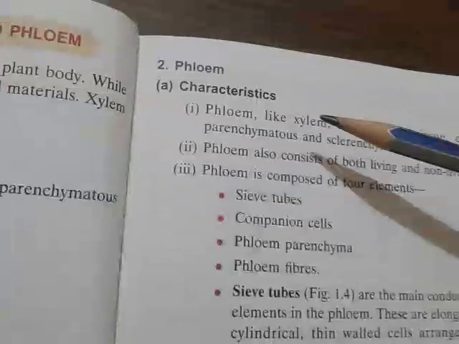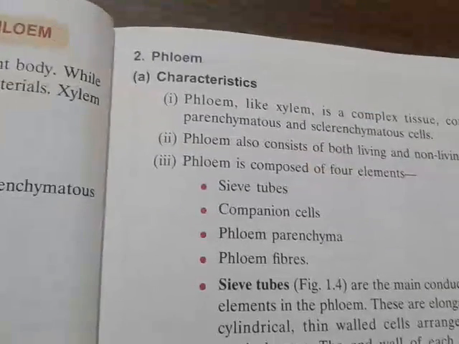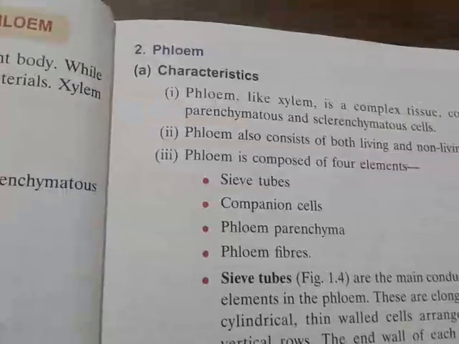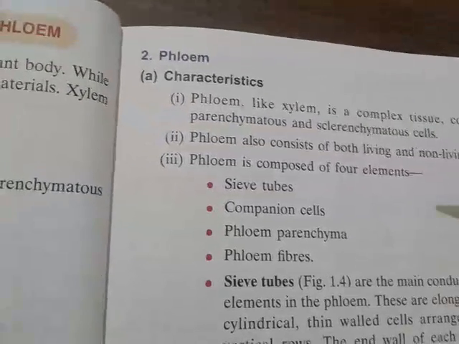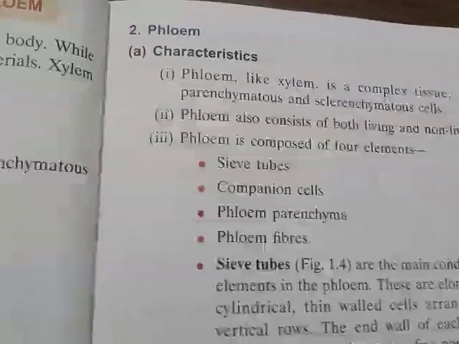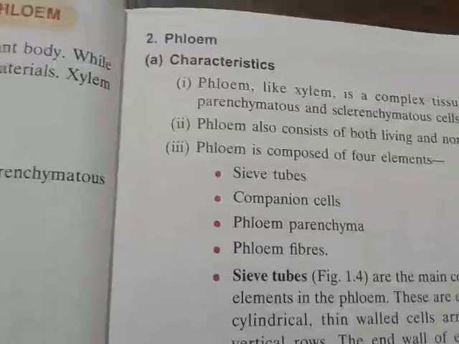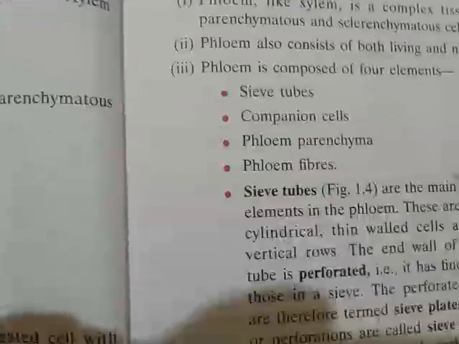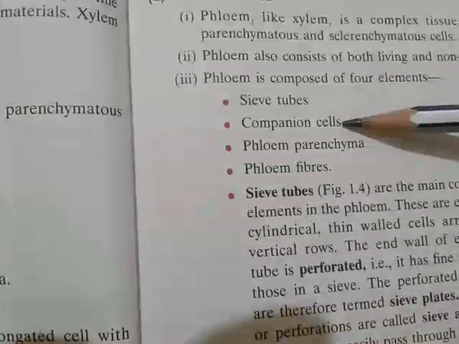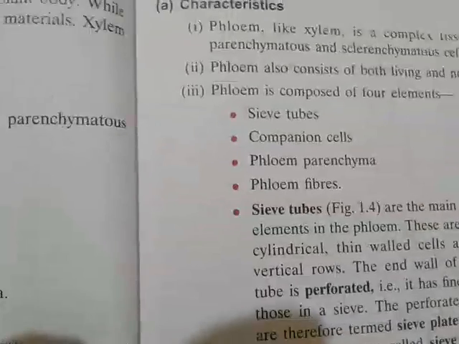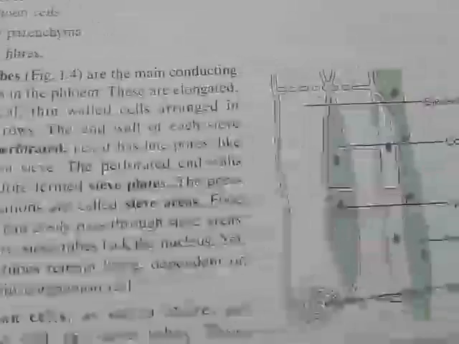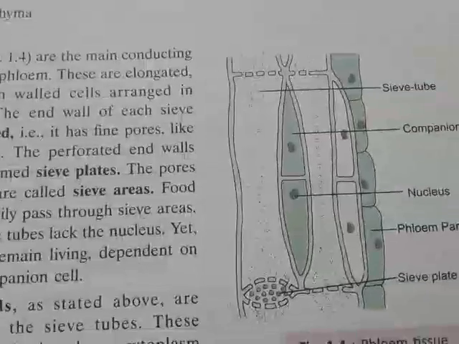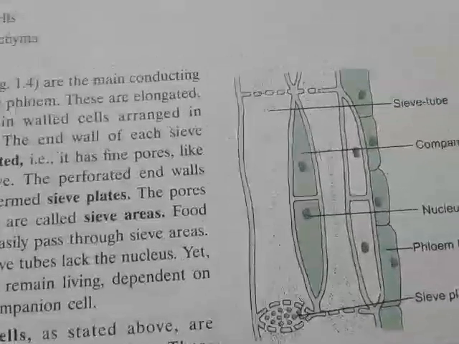Okay, so phloem, like xylem, is a complex tissue consisting of both sclerenchyma and parenchyma, and phloem also consists of both living and non-living cells. So phloem is again composed of four elements: sieve tubes, companion cells, phloem parenchyma and phloem fibers. So this is the phloem tissue. See here, some points are there: sieve tube, companion cells, nucleus, phloem parenchyma and sieve plates. So one by one I will discuss it.